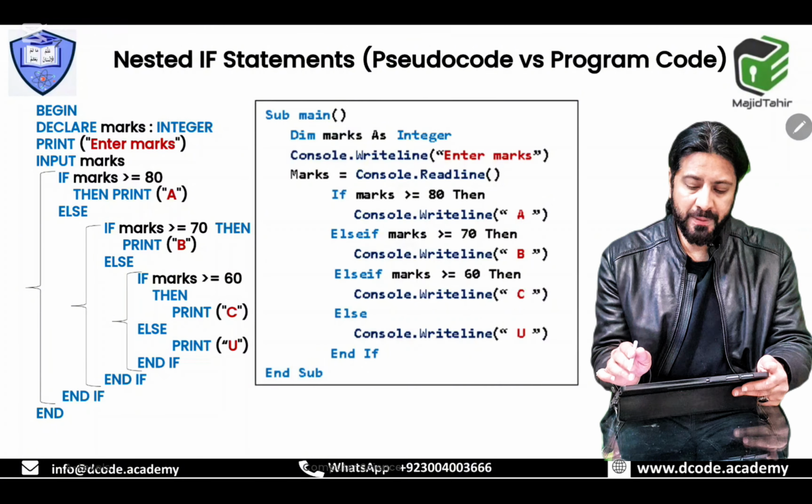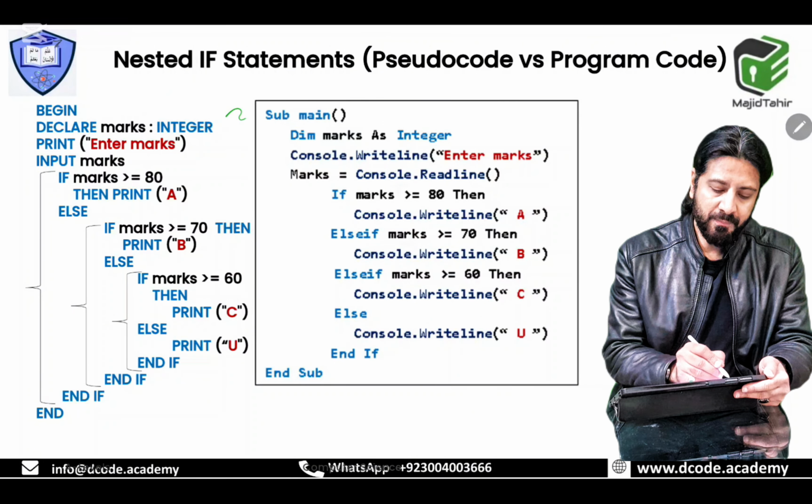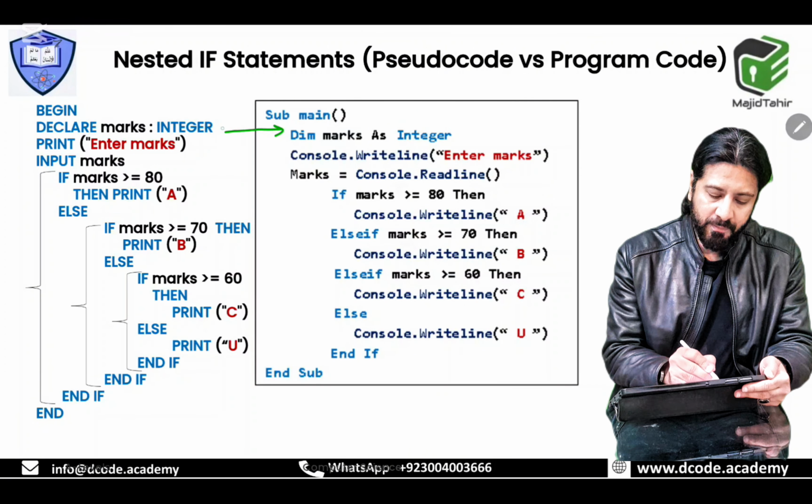Now this is the Visual Basic code of the nested if statement. Now begin is the Sub Main, we've already talked about it. Declare marks is the Dim command.